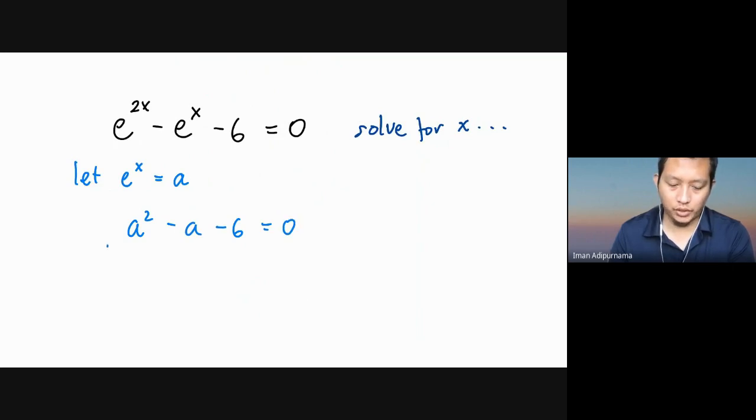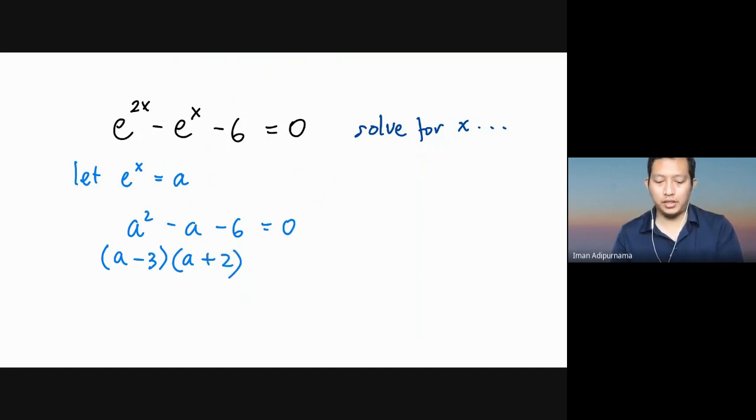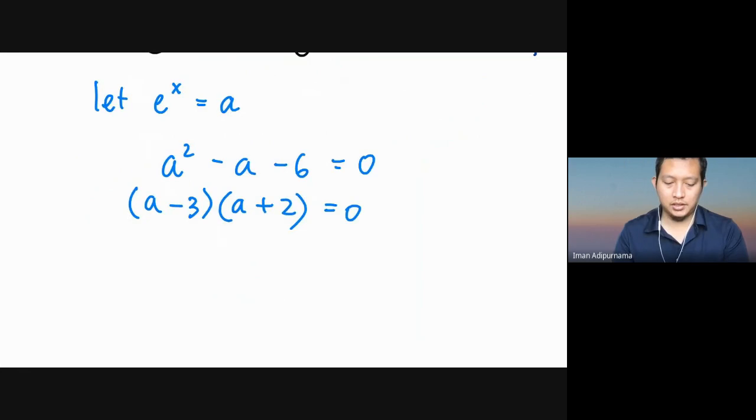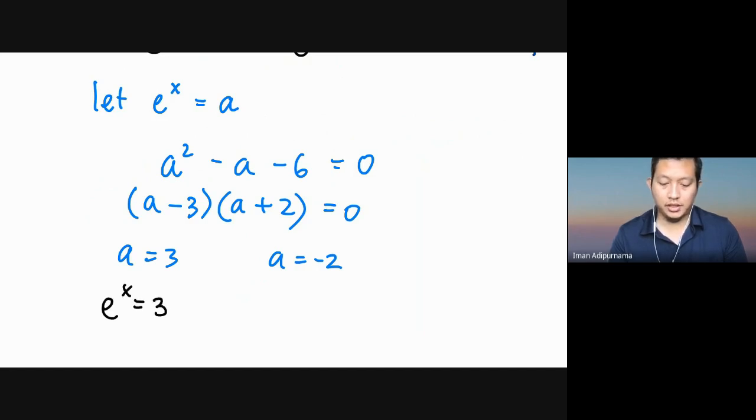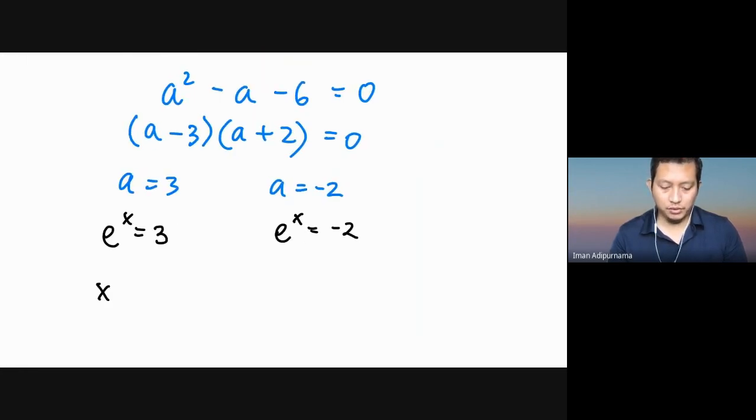And from here, we can see that this is a minus 3, a plus 2, and that will be our solution for a. So a is 3, a is negative 2. But remember, you need to change back to e to the x. Change back, and you get e to the x is 3, and e to the x is negative 2. So x will be ln 3, and x will be ln of negative 2.